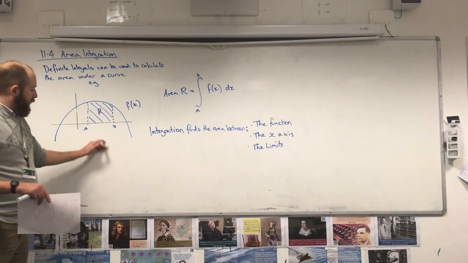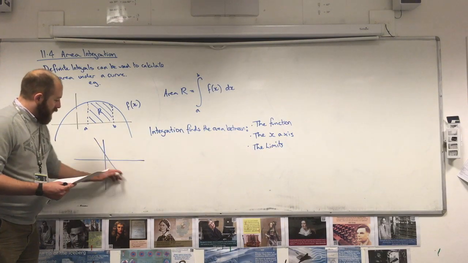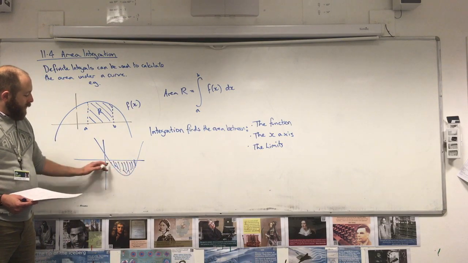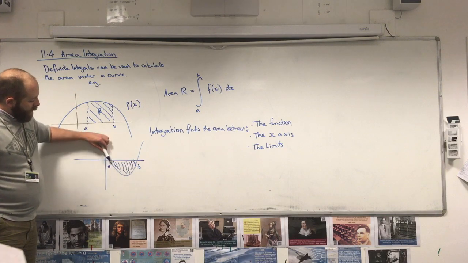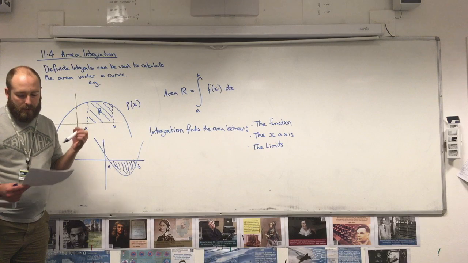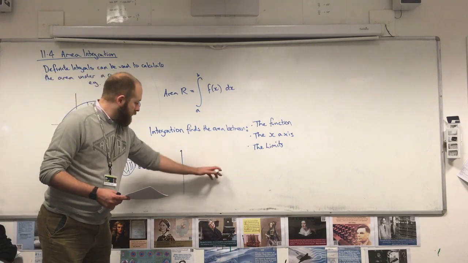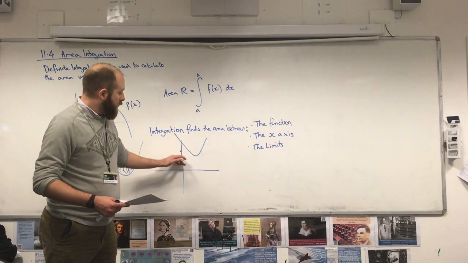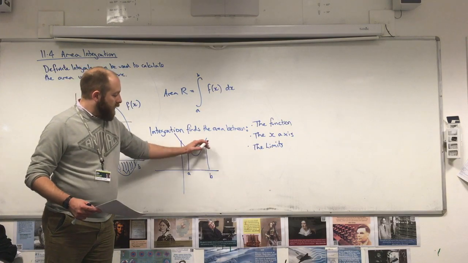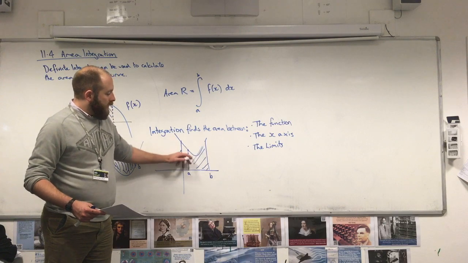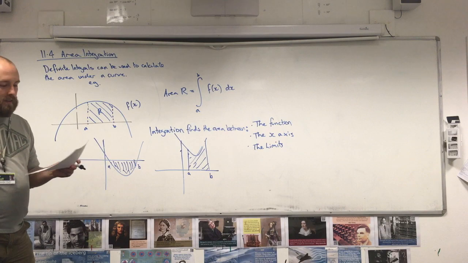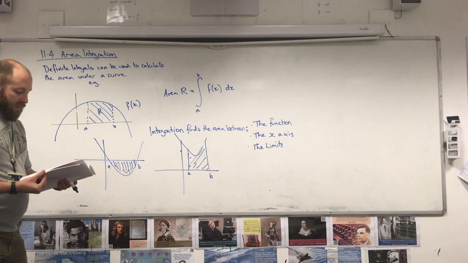So alternatively, we could have a quadratic here and want to find this area. Again, that area would be A, B, integral between the curve, the x-axis, and the limits. Or we could have something like this. Again, A, B, curve, x-axis, and the limits. So we'll find that area there. So we can use integration to find these areas between curves and the x-axis.